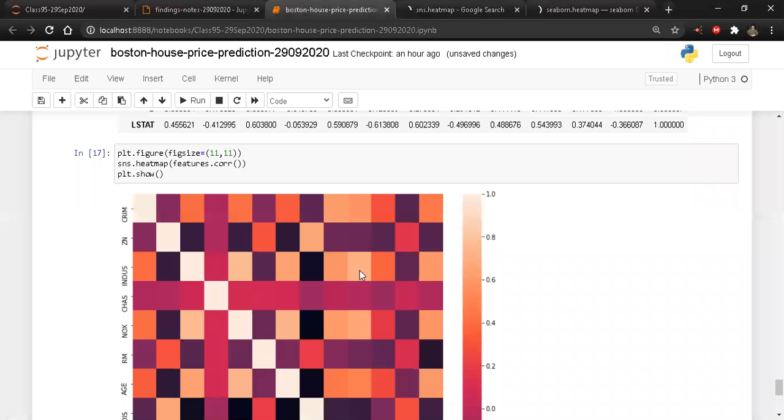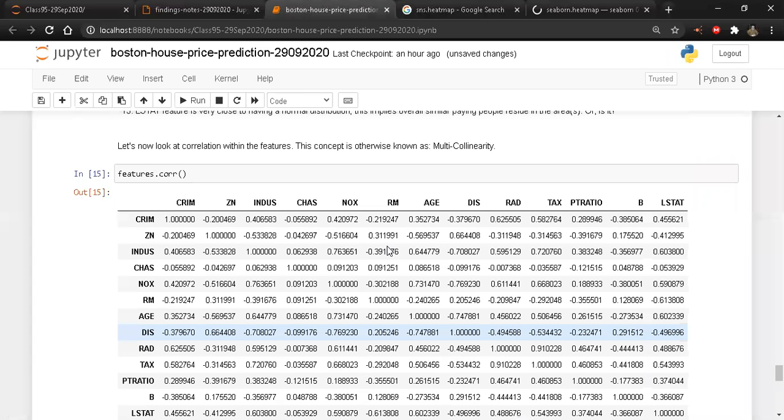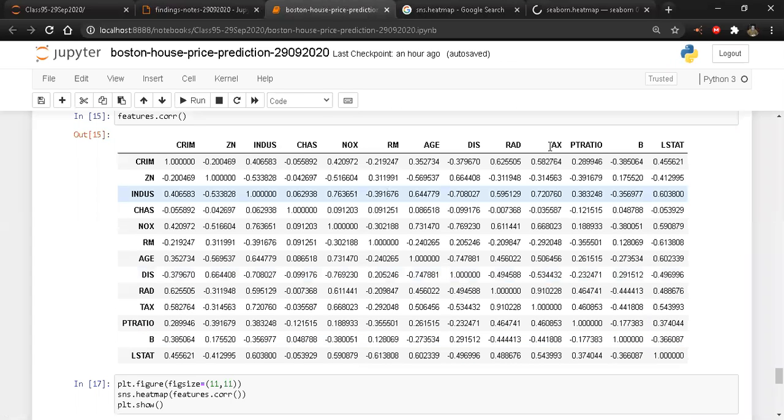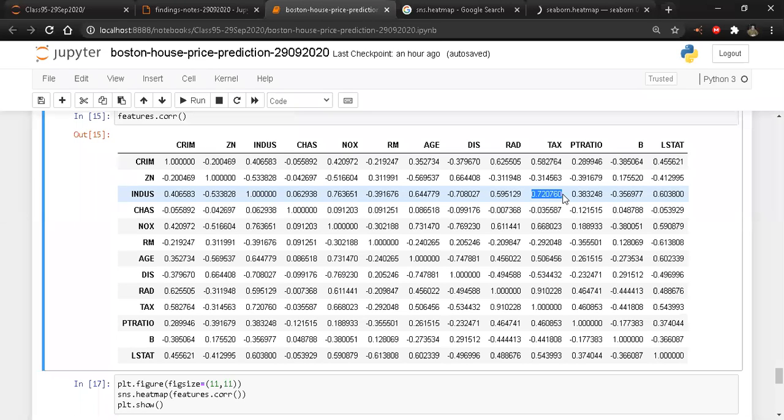But I can even look at the numbers over here, right? So Indus versus what did I say? Tax. Indus and tax. Where is Indus? This is tax, and this is Indus. You see, 0.72. It's quite highly positively correlated.